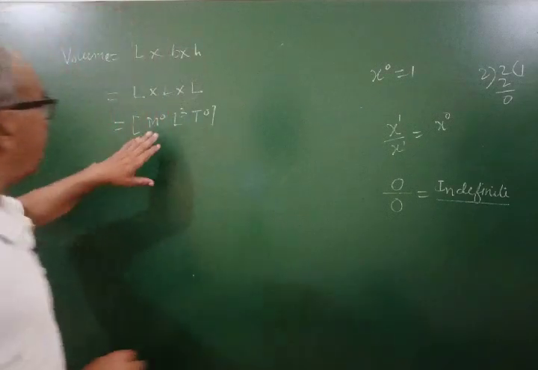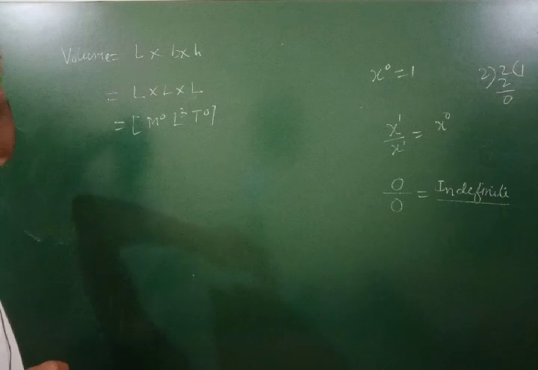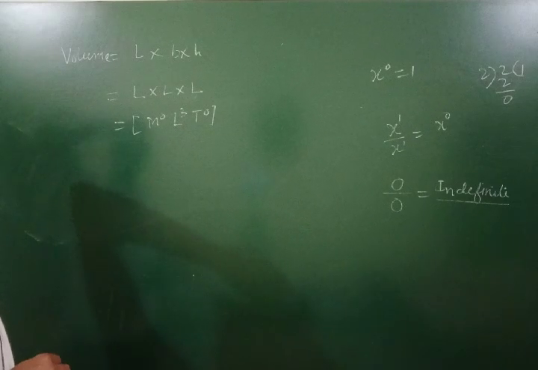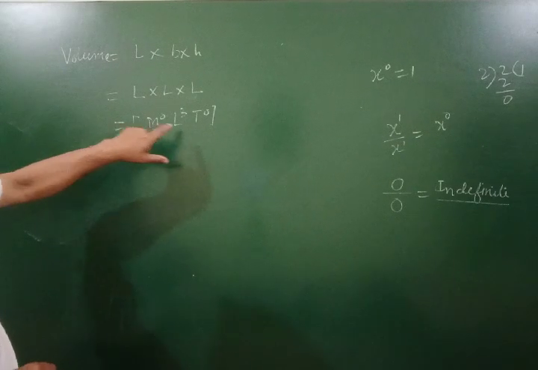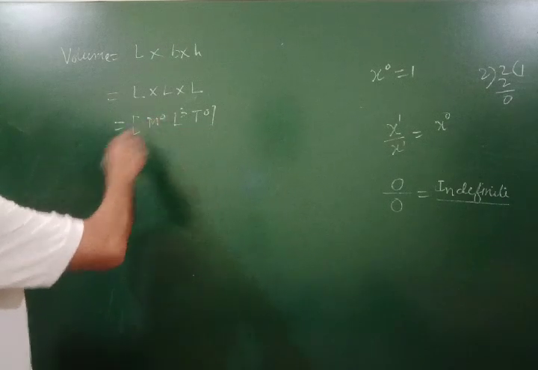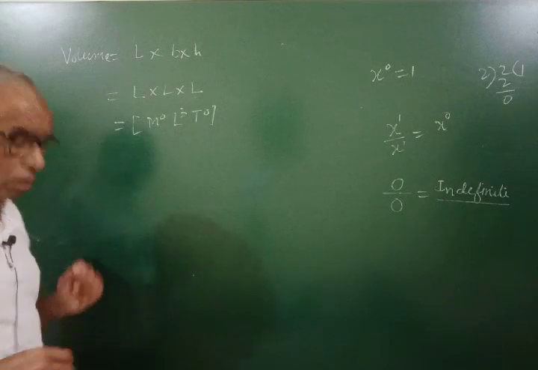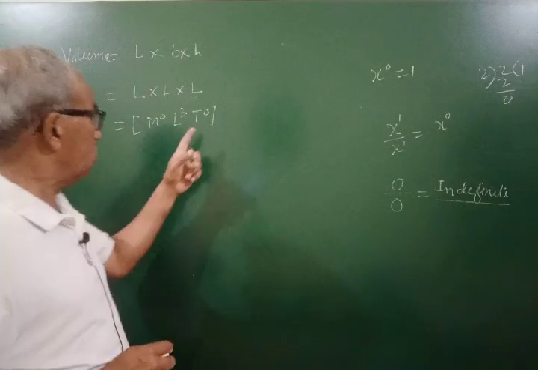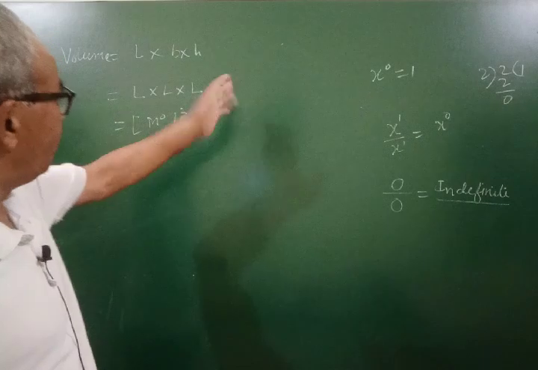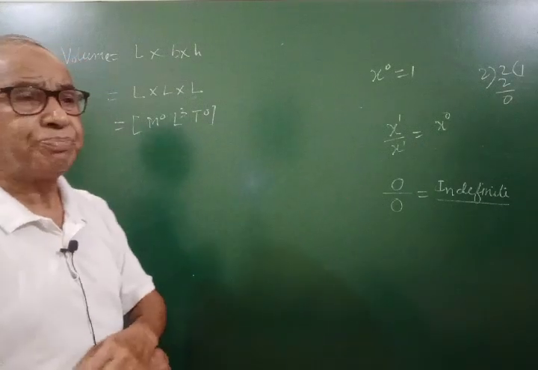So here, m to the power 0 means it is 1. So we say the dimensions of volume are 0 in mass, 3 in length, 0 in time, 0 in ampere current, 0 in Kelvin, and 0 in candela, etc.